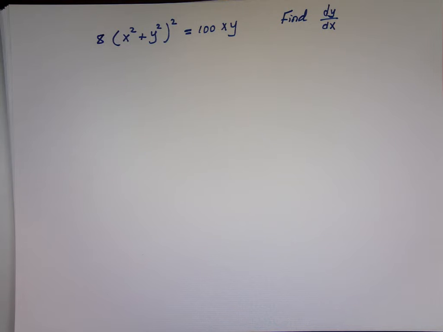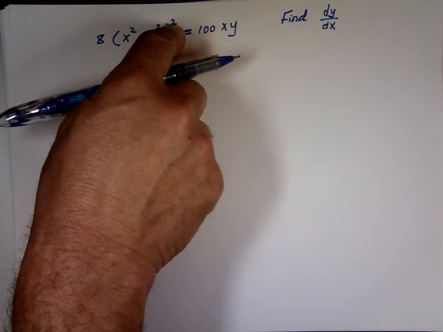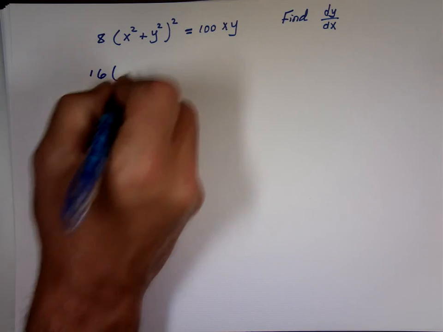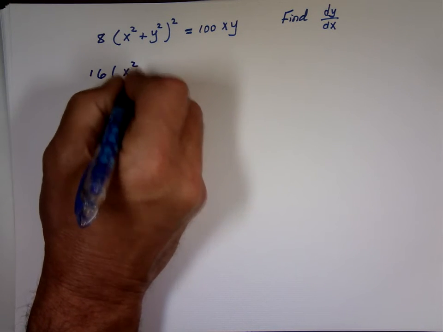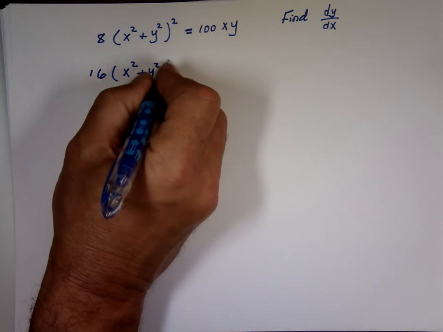Let's do the left side first, then we'll go to the right side. The left side will be what? 8 times 2, which is 16. Keep everything the same and subtract 1 from the power. That's the general power rule.